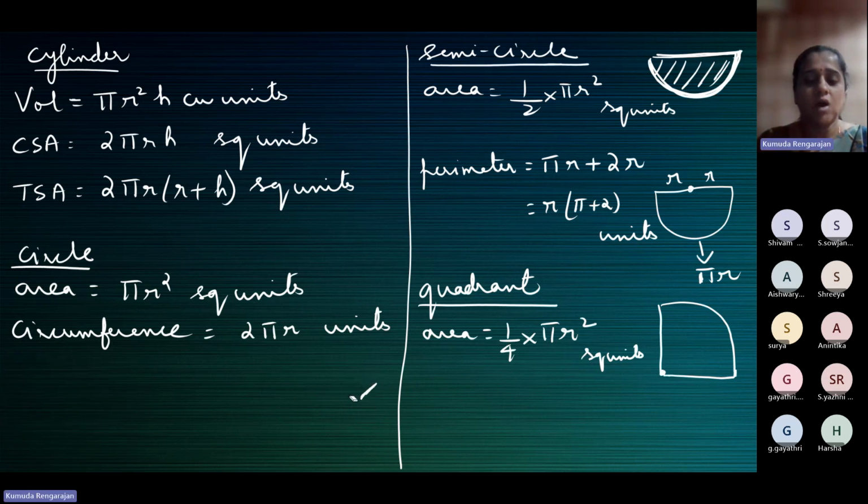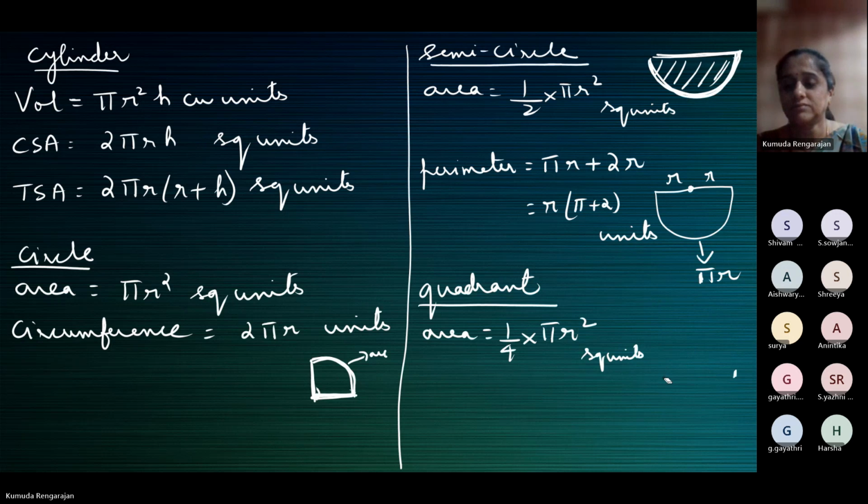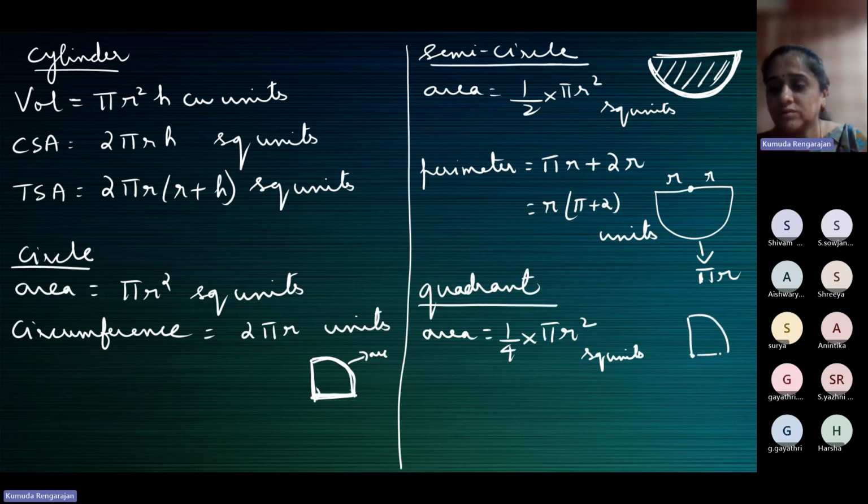And what is the quadrant enclosed by? The quadrant is enclosed by an arc. This is the arc. And what are these line segments in the quadrant called? Why no response? Radius, no? This is radius, this is also radius.